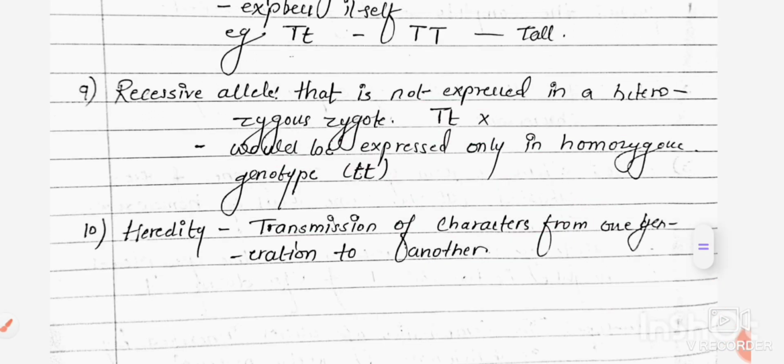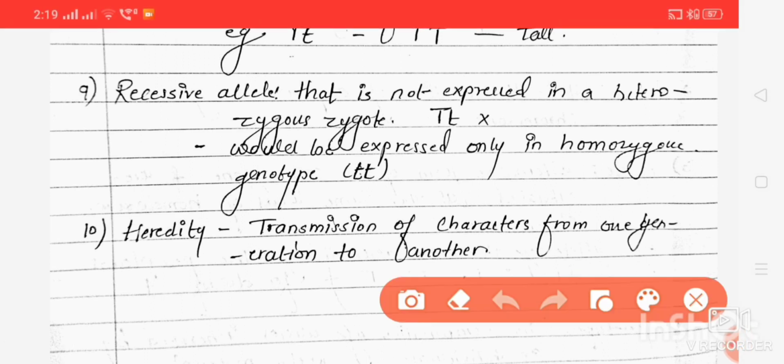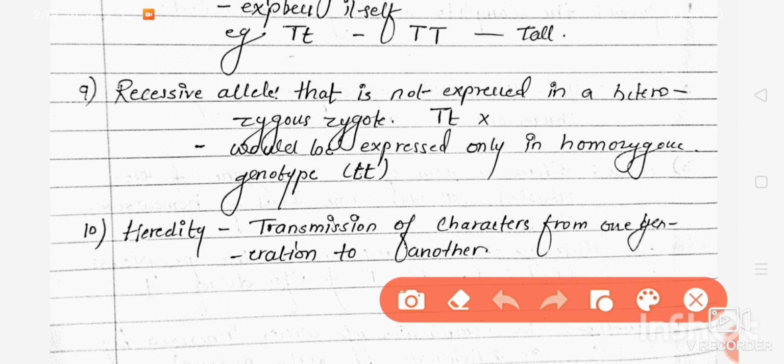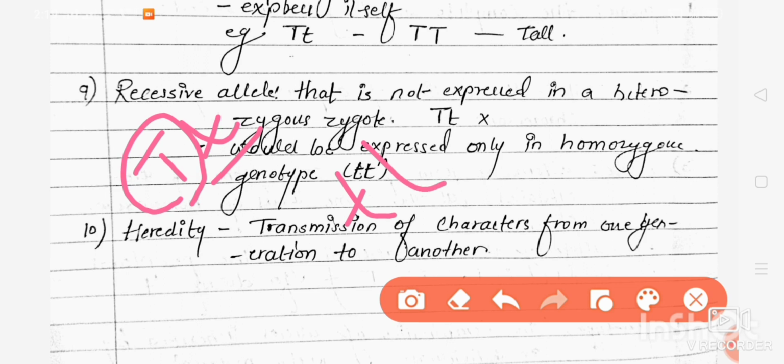When I talk about recessive allele, it means an allele that is not expressed in a heterozygous zygote. That means the allele which does not express itself. So suppose I consider the heterozygous condition, capital T small t, here capital T is expressing and small t gets suppressed, it is not able to express, so we consider it a recessive allele. Suppose I consider small t, then too it is a recessive allele which is not expressing itself, that is termed as recessive allele.